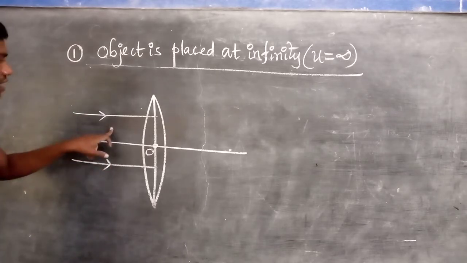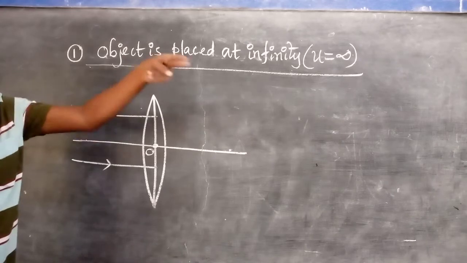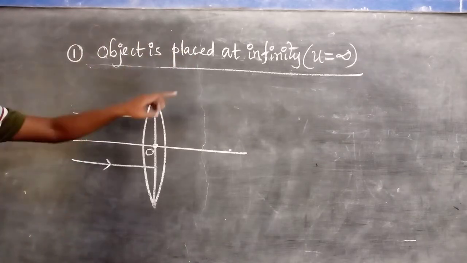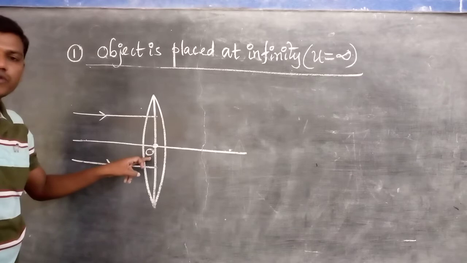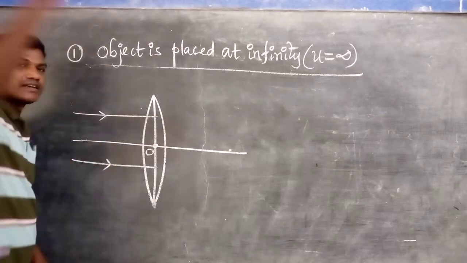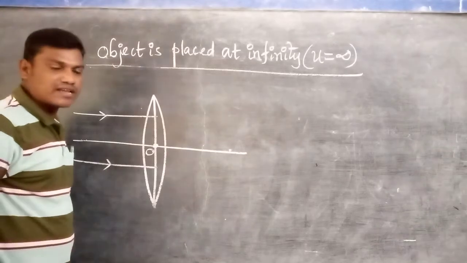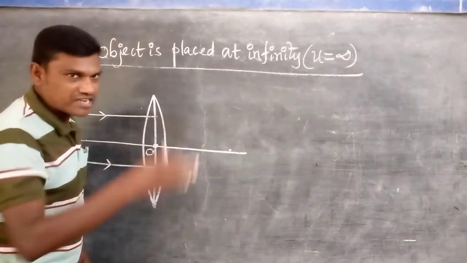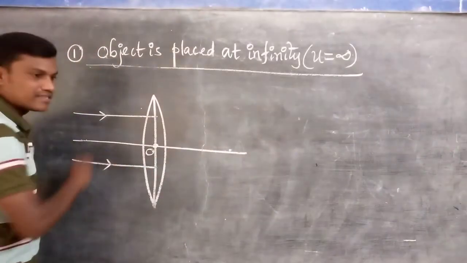Because we know that light travels in rectilinear propagation, and also the object is not near the optic center. It is at infinity. So that is the way. Like the sun, the rays are coming from the sun. Which mode is it traveling in? Straight line mode only. So you can consider it like this.